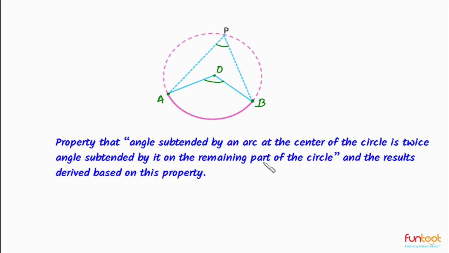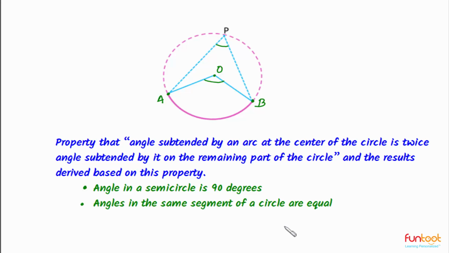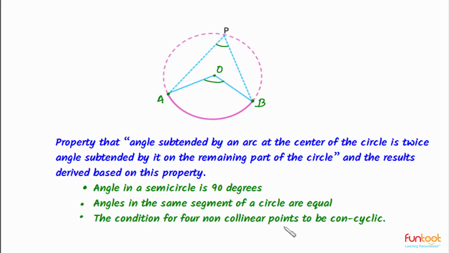Let's summarize what we have learned in this video. We've learned the property that the angle subtended by an arc at the center is twice the angle subtended by it at any other point in the remaining part of the circle. And we also learned the properties derived from it. We learned that the angle in a semicircle is 90 degrees. Angles in the same segment of a circle are equal. We also learned the condition for non-collinear points to be concyclic.